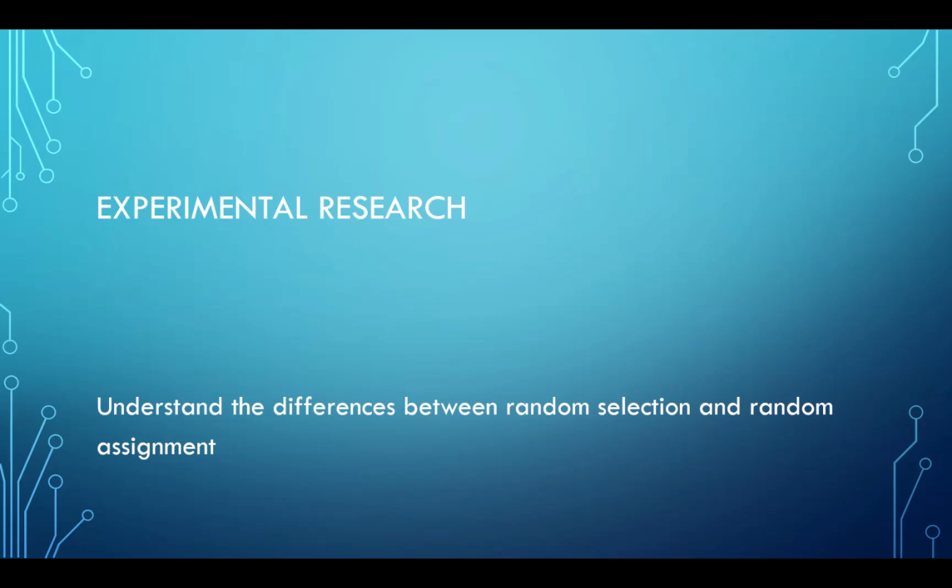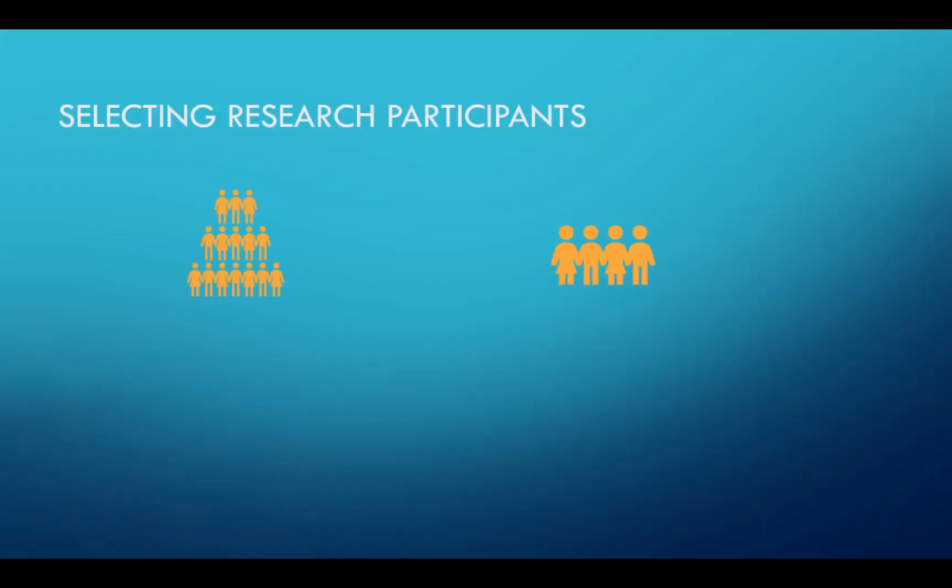Hi, in this video on experimental research, we're going to talk about the differences between random selection and random assignment and why they are so important in allowing experimental research to determine cause and effect relationships. So we're going to talk about how we select our research participants.